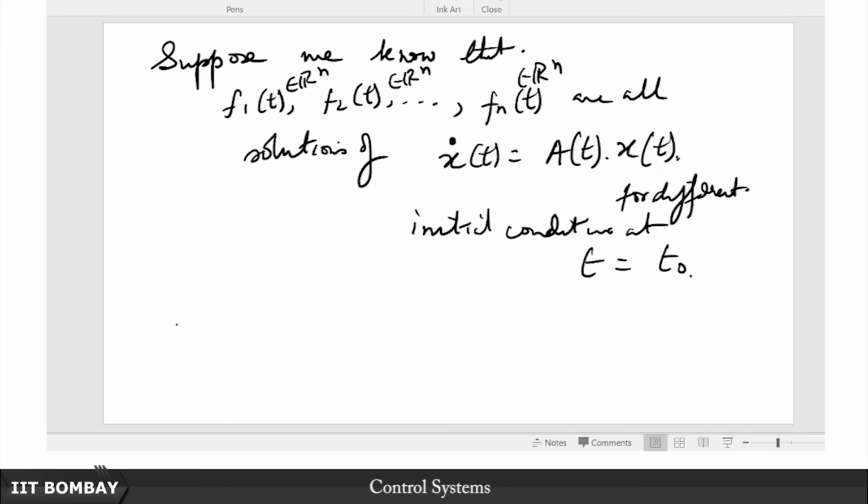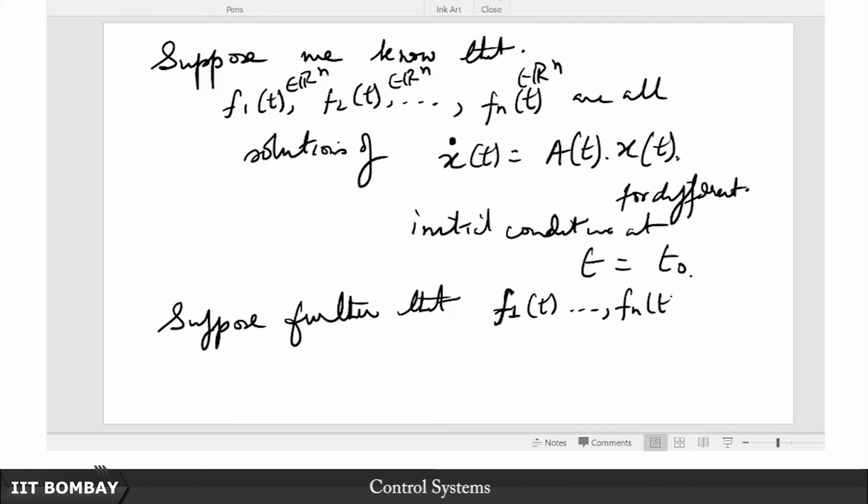Not just that, suppose further that f1(t), f2(t), ..., fn(t). Remember these are n-tuples of functions. So each of these f1, f2, f3, through till fn(t) are linearly independent. So the important thing to notice here is that I am supposing this, that suppose we know this.